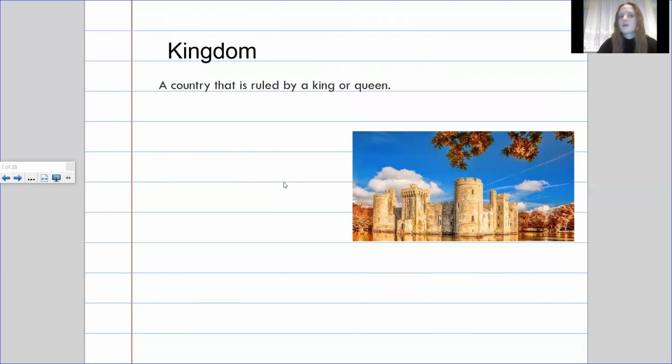A kingdom. So a kingdom is a country or countries that are ruled over by a king or a queen. Now, we know that we live in the United Kingdom, and it's made up of little countries, but they are ruled over by the Queen.